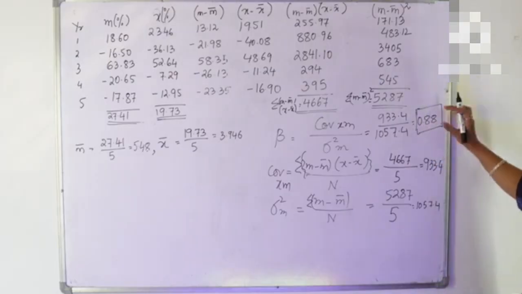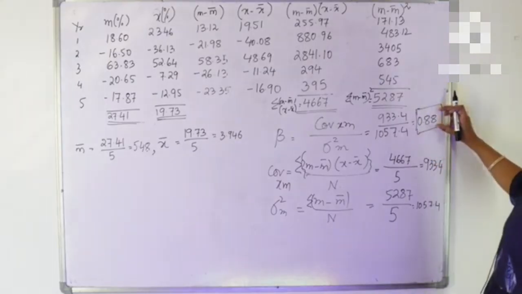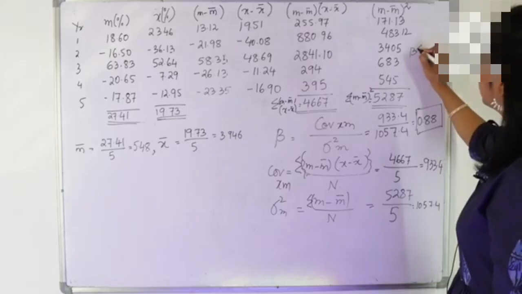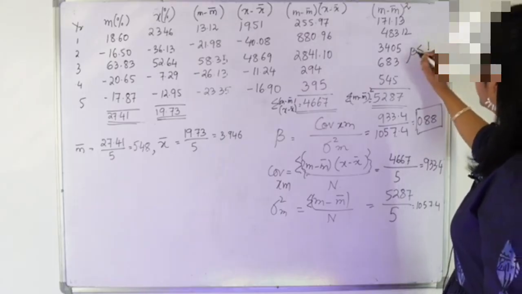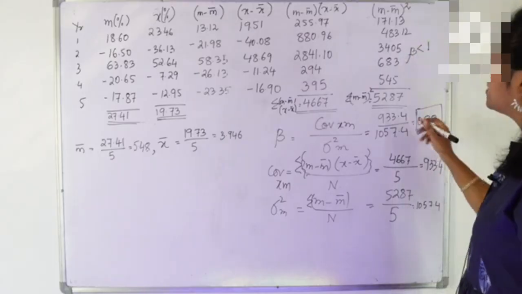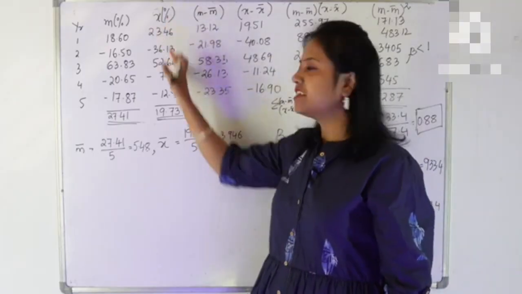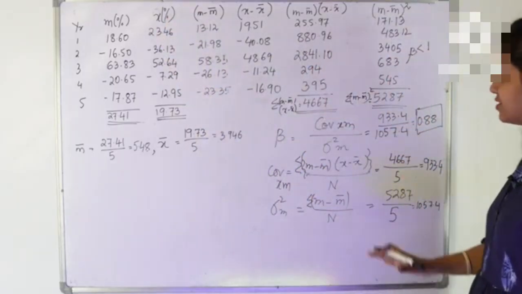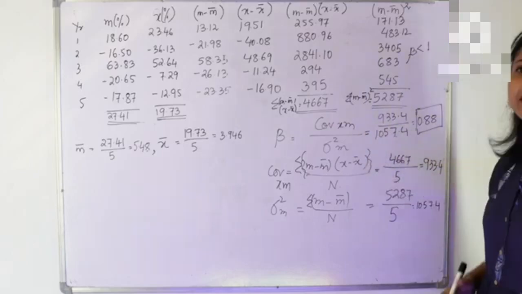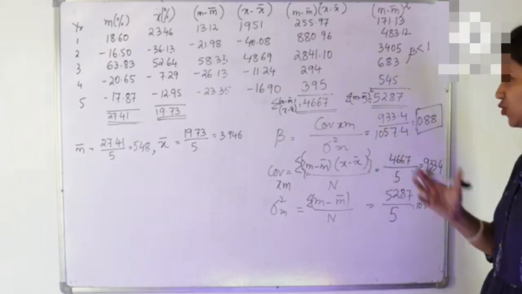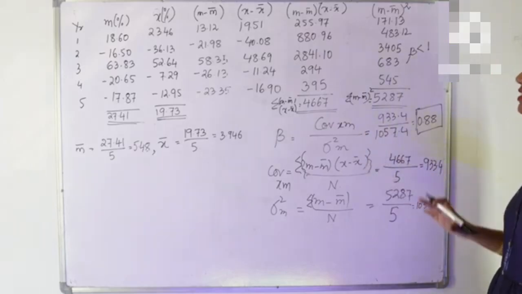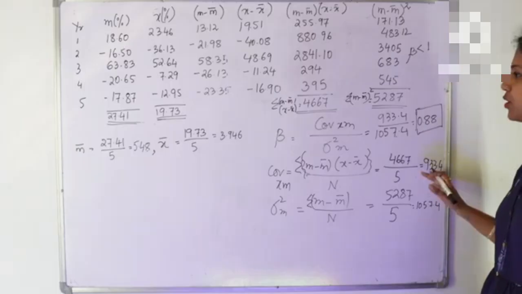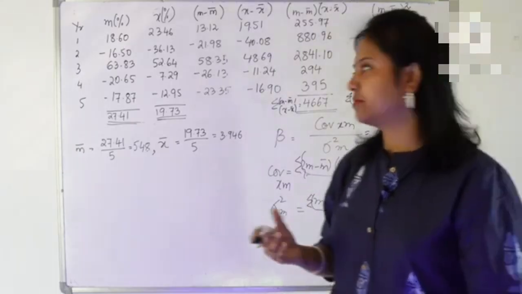So friends, if 0.88 is the value of beta, that means beta is less than 1. The value of beta is less than 1, which means this stock X is less risky. Those who are risk averse can think of investing in share X or stock X. So this is the method that we follow if we have to calculate beta with the covariance method.